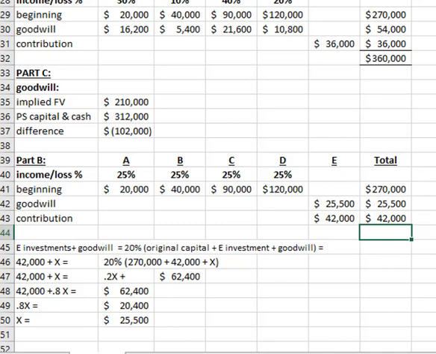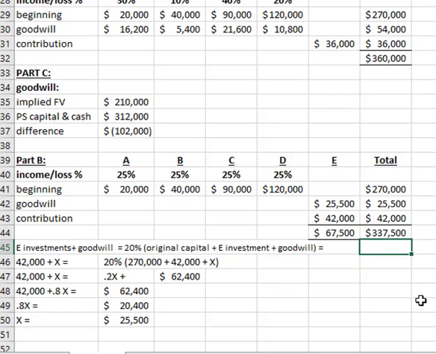So let's see if it works. This 67.5 better be 20% of that. Let's see if it works. So there's your check figure. And that's a real nice way to make sure that it's working.